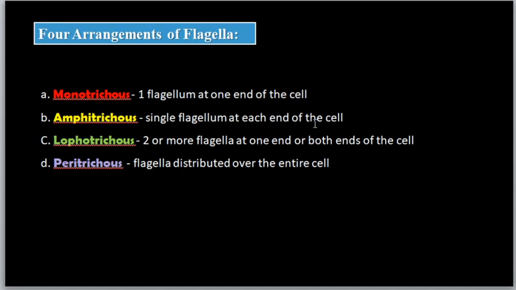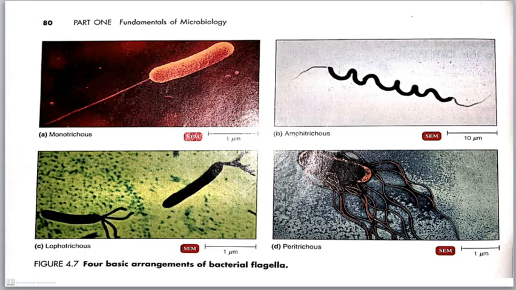Okay? Letter C, you have Lophotrichous. 2 or more flagella na ito, but are found at one end lang, or both ends of the cell. So, I will give you an example of the appearance later. And then lastly, you have the Peritrichous, flagella distributed all over the entire cell. Okay, so ito yung sample nila.